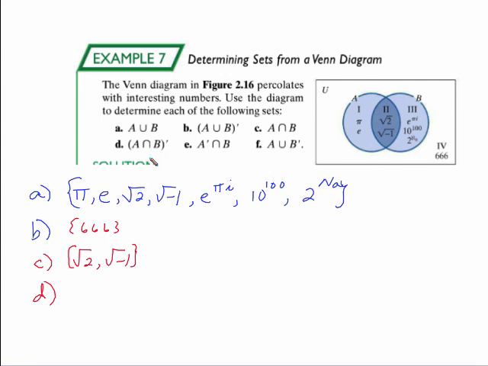A intersect B not. Well, this is very much related to answer C. A intersect B was this part right here. But because I have the apostrophe, I'm looking for what's not in that yellow colored. What's not in the yellow is this stuff over here. So it is pi, e, e to the pi i, 10 to the 100th, 2 to the na, and don't forget 666. It's part of the universal set. It's part of these elements here.